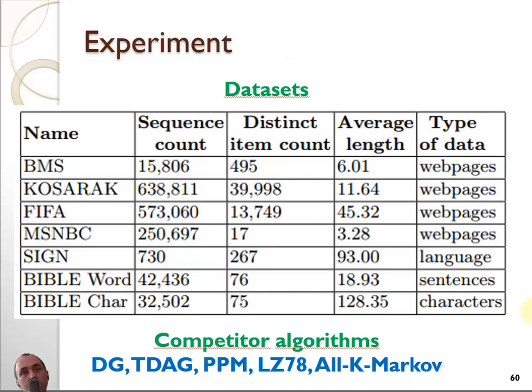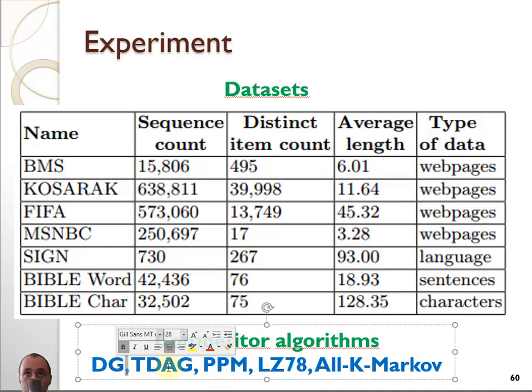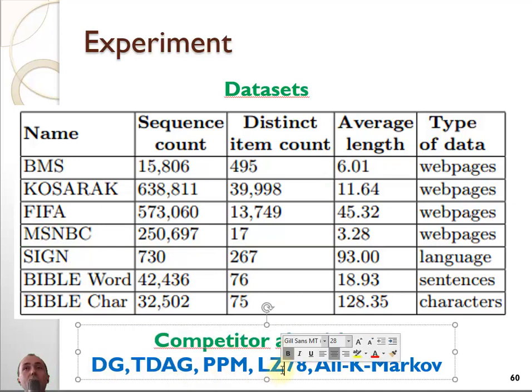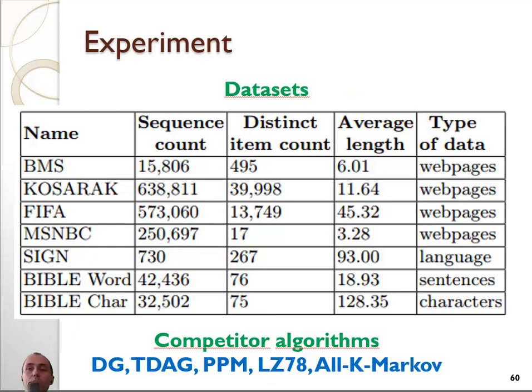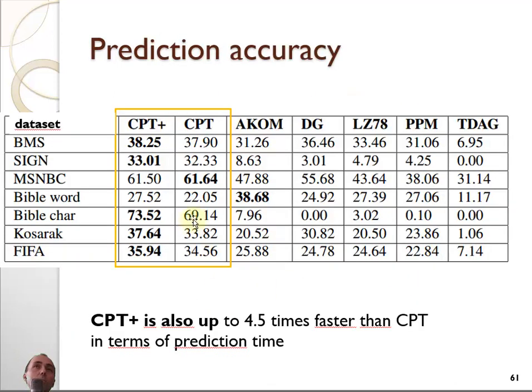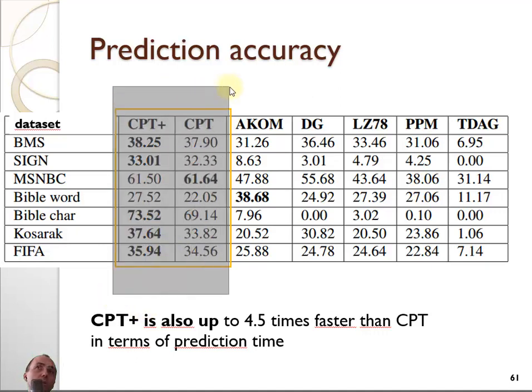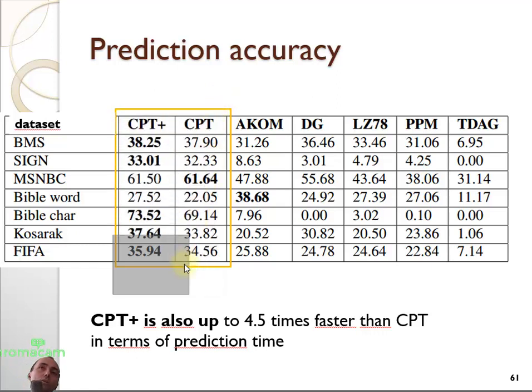Okay, so again, we did some experiments to compare CPT+ with some other models: DG, TDAG, which I did not explain, LZ78, PPM, and Kth order Markov. I did not explain all of them, but these are all traditional algorithms that are quite popular. So we use different databases, you can see in the table there. We compare the accuracy. Here we find that CPT+ often has a better accuracy than CPT. Not so much, but in some cases by 3 or 4%, or 1 or 2%, it depends.